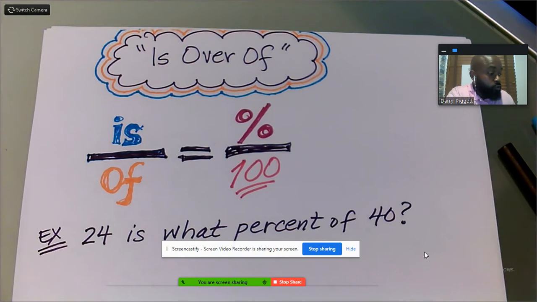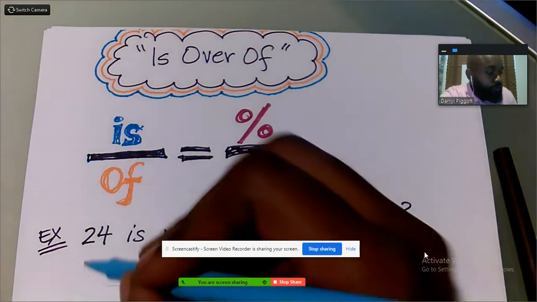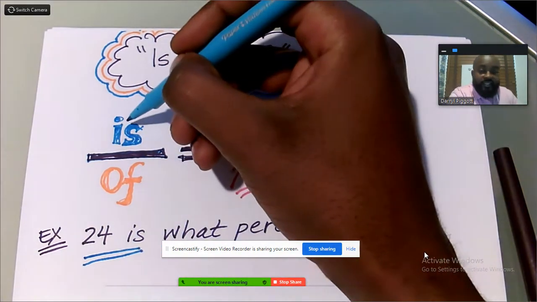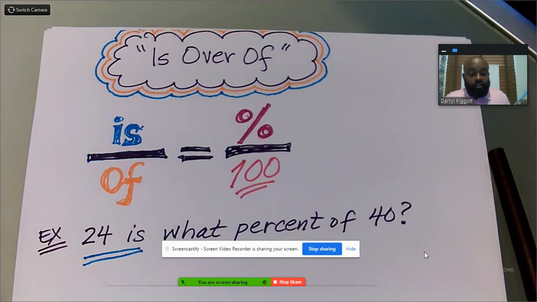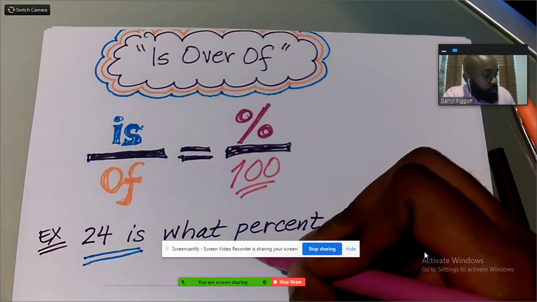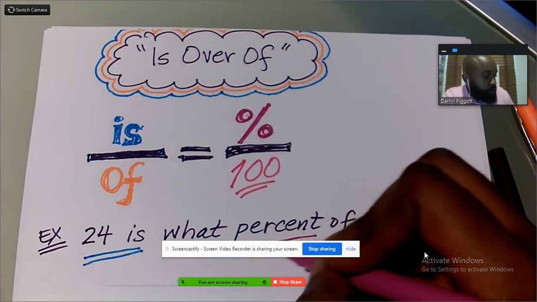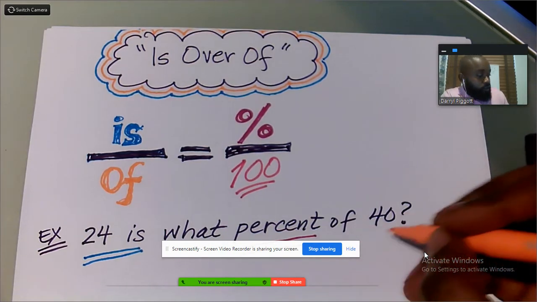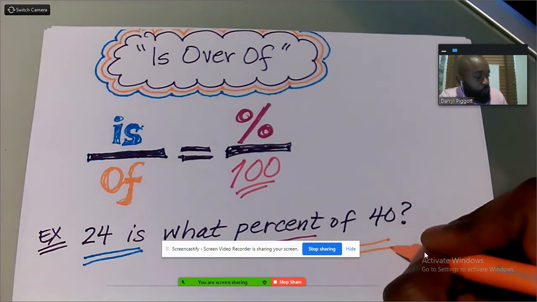So it says 24 is. So when it says 24 is, that's telling me what my is. Then it says is what percent. So the unknown in this case, the thing that we don't know, is the percent. What percent? And then it says of 40. So that means that the of is going to be 40.